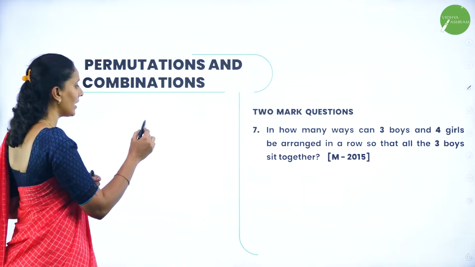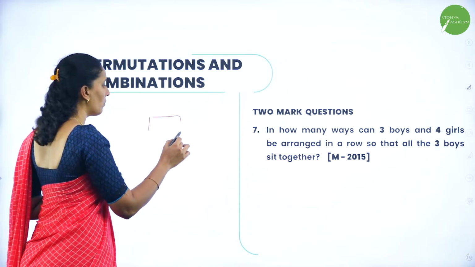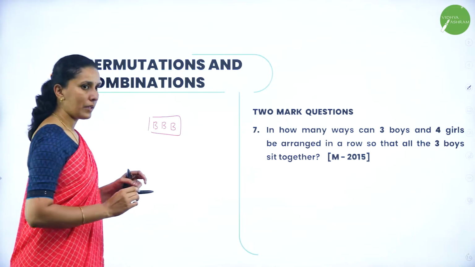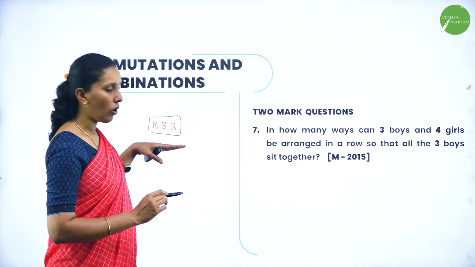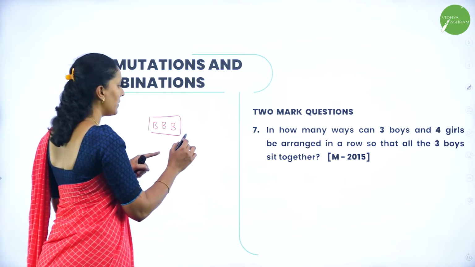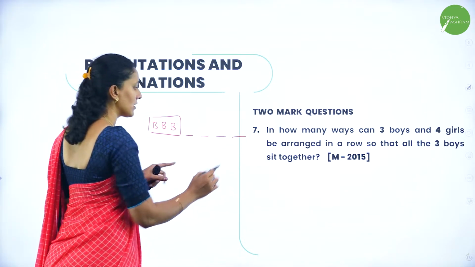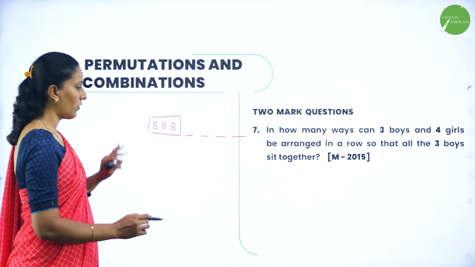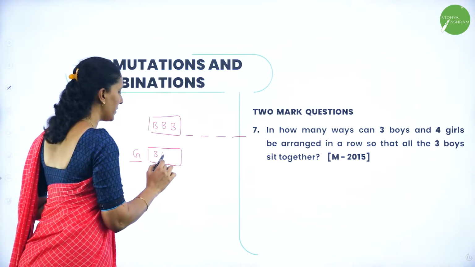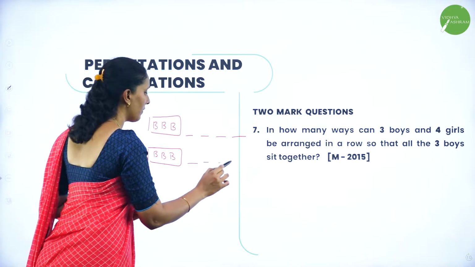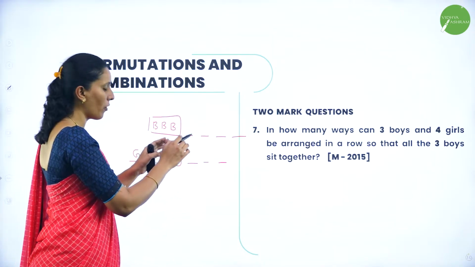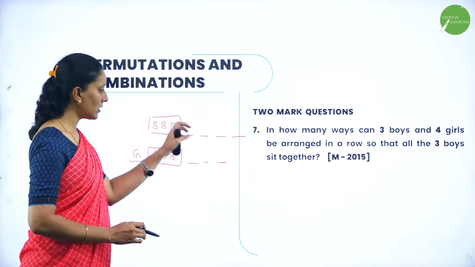So let us tie all the 3 boys as one single unit. They are in one single unit. So that means the position is fixed for all the 3 boys and we have 4 girls there. So that means we have 4 places for girls. This position may differ also. That means if I first place a girl here, then all the 3 boys come here. Then again we are left with 3 girls. So every time I should change the position of the boys, where all the 3 boys are sitting together.